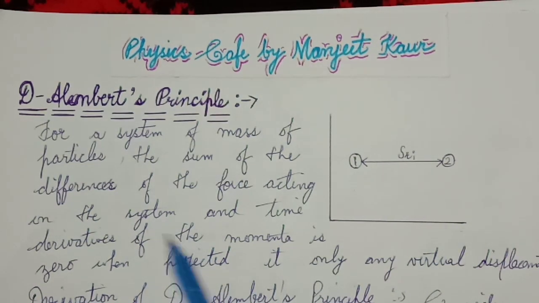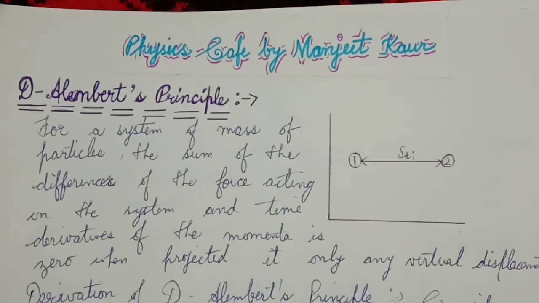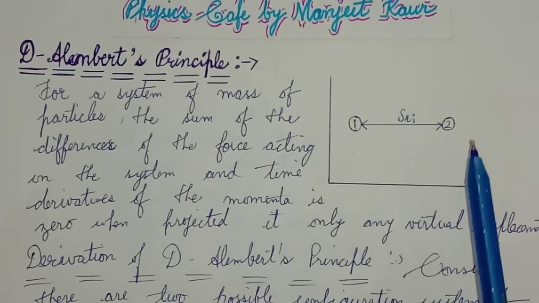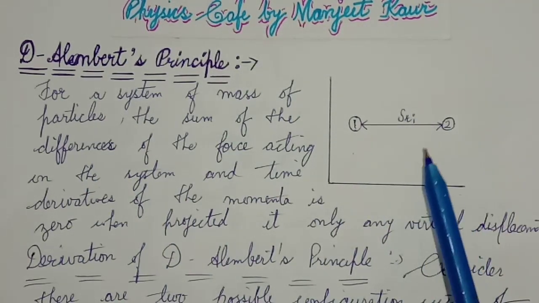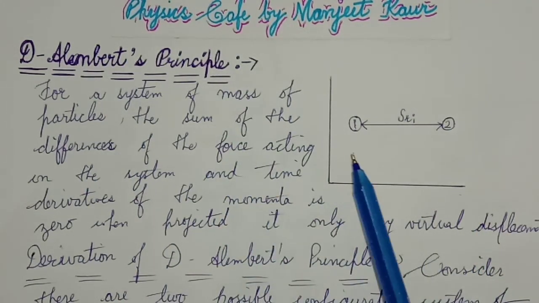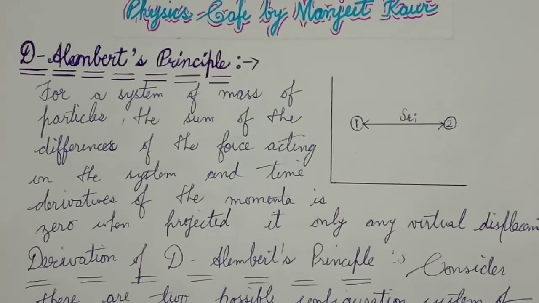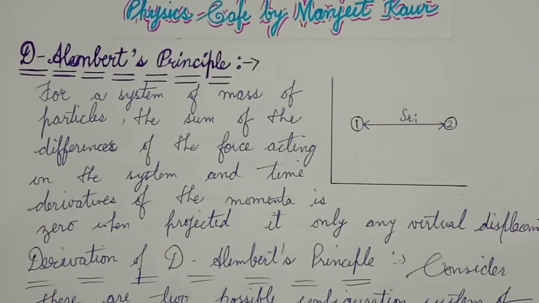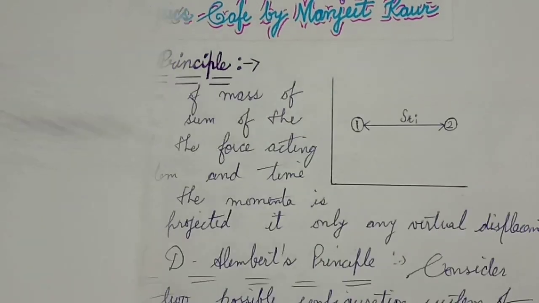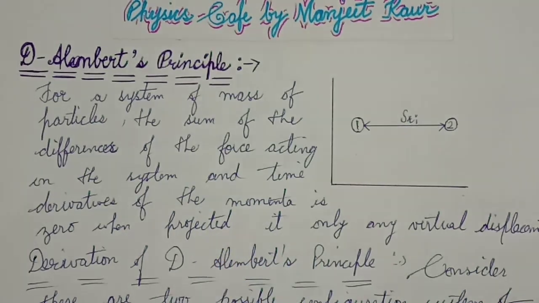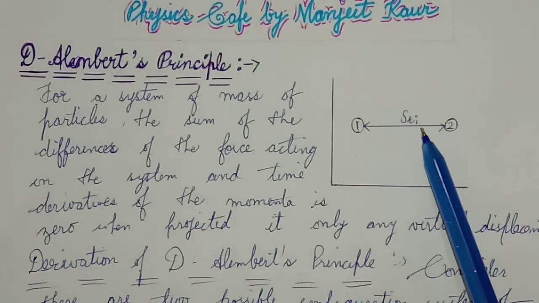So this is the above definition which we already explained. For a system of particles, that means we have a number of particles, then the sum of differences of the forces acting on this system, which are applied force and constraint force, and the differences means change in momentum with respect to time, this value. Then we get the virtual displacement.